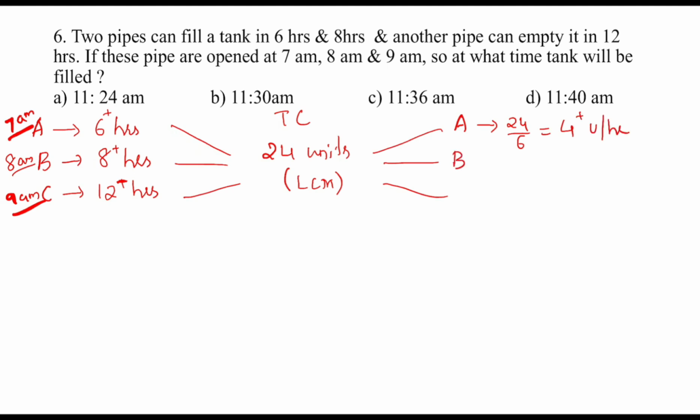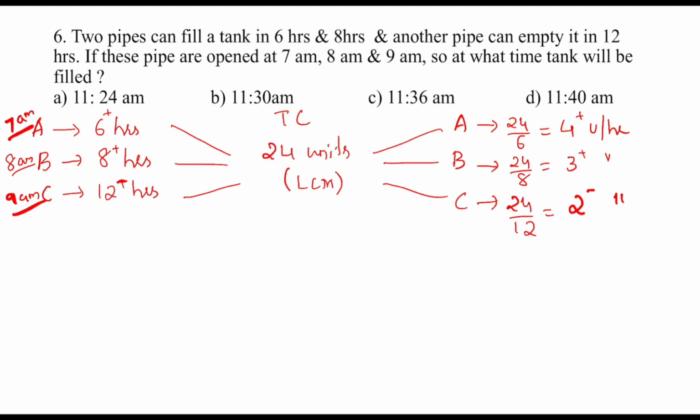So B can fill 24 units in 8 hours. So in 1 hour how much will it fill? 24 divided by 8, which is equal to 3 units in 1 hour. Then C can empty 24 units in 12 hours. So in 1 hour how much can it empty? 24 divided by 12, which is equal to 2 units per hour it will empty.